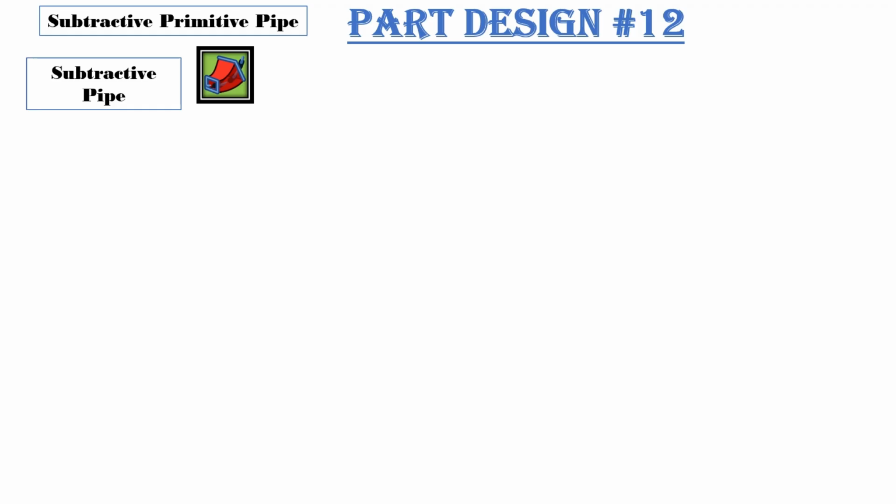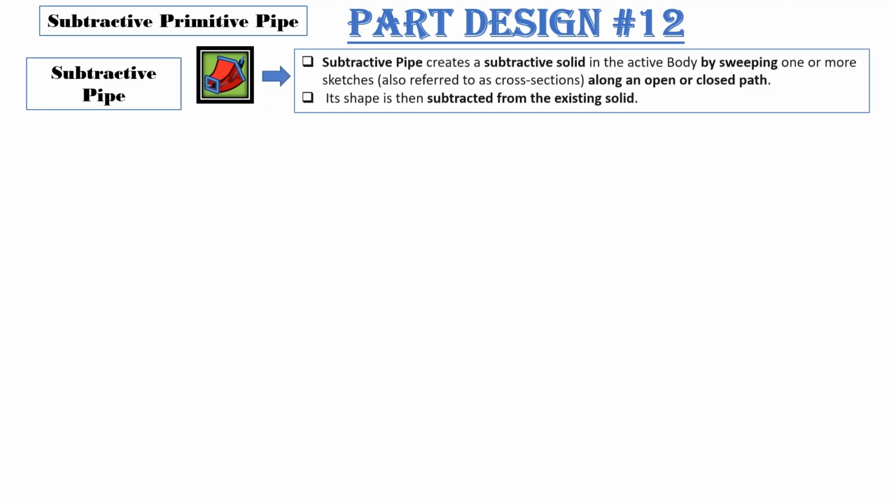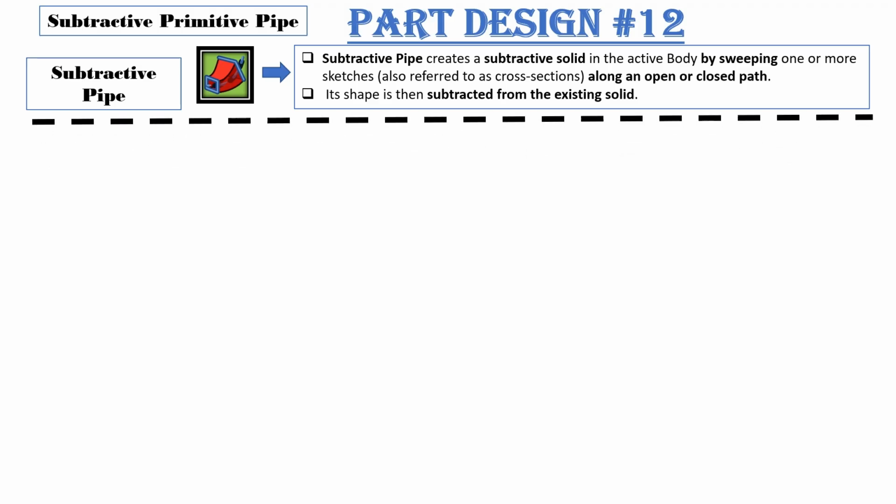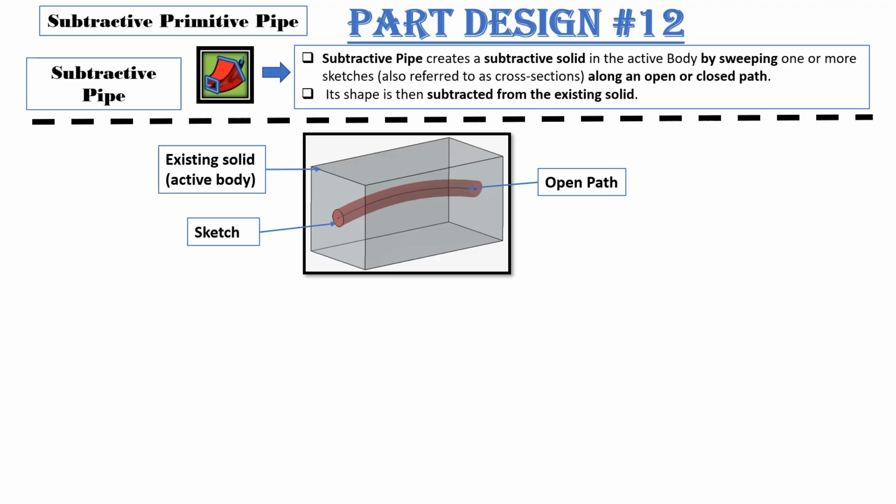This Part Design primitive tool is called Subtractive Pipe. Subtractive Pipe creates a subtractive solid in the active body by sweeping one or more sketches along an open or closed path. Subtractive Pipe tool is used in Part Design workbench to cut out part of the 3D object. For Subtractive Pipe tool, you need to have existing supporting solid part, one or more sketches, and path sketch profile.